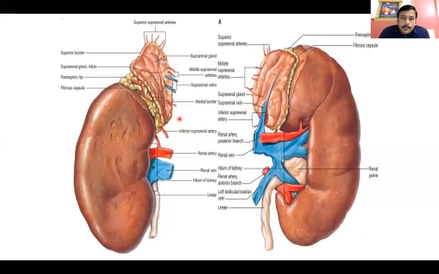In this picture, we can see both the hilum. This is the right kidney hilum, and this is the left kidney hilum here. The upper part of the medial border near the hilum is related to the suprarenal gland, and the lower part of the medial border is related with the corresponding ureter. This is also the ureter here.